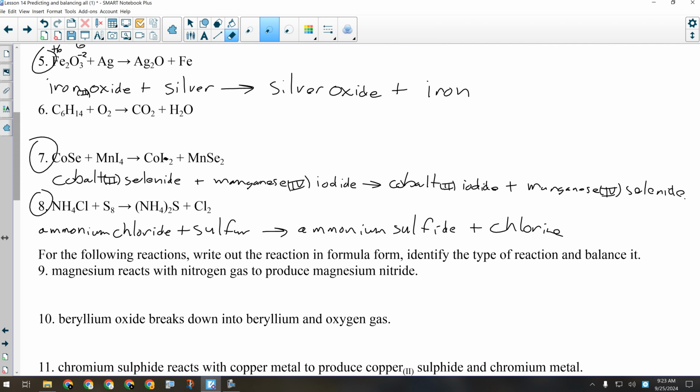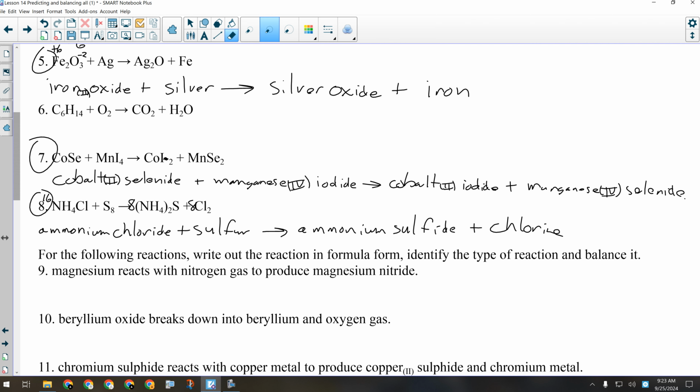Okay, what should I balance first in this reaction? Sulfur, big number, right? So put an 8 there. Okay, that's gonna give me 16 ammoniums. So I'm gonna need a 16 there. That's gonna give me 16 chlorines. So I'm going to need an 8 there. So some big numbers in that one.